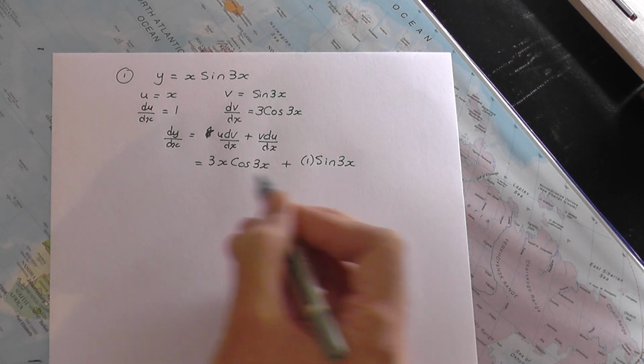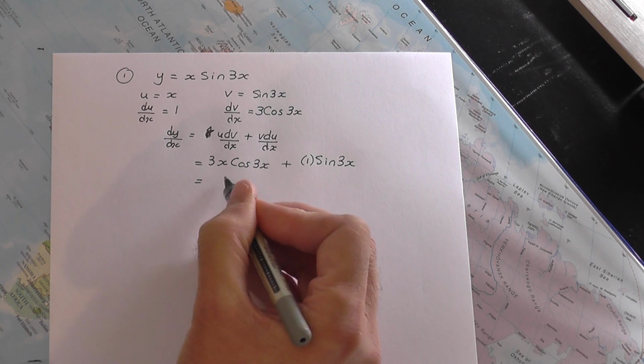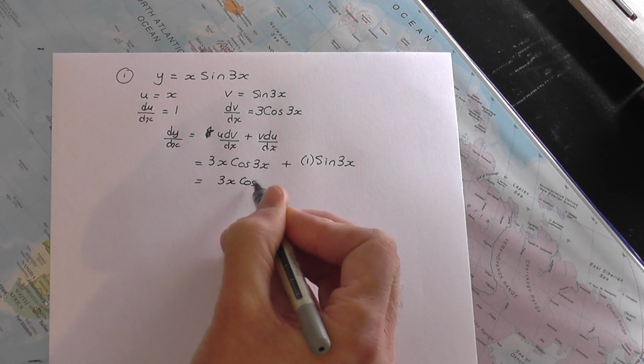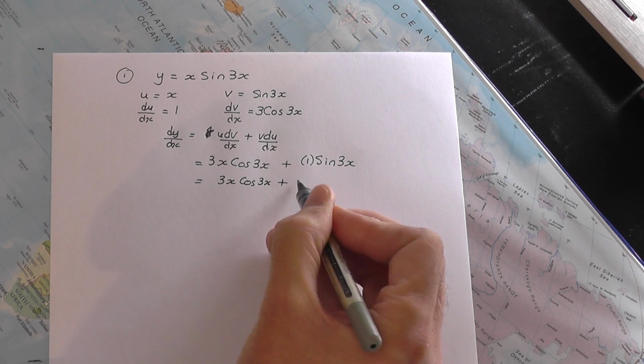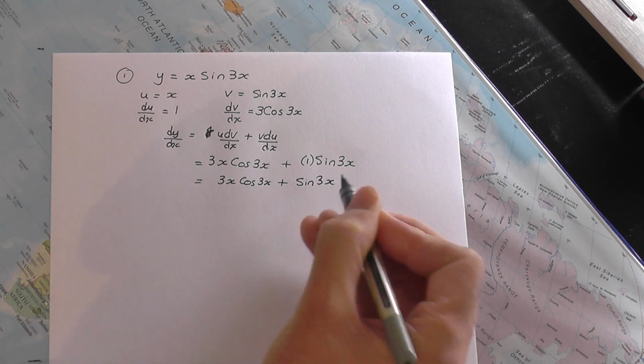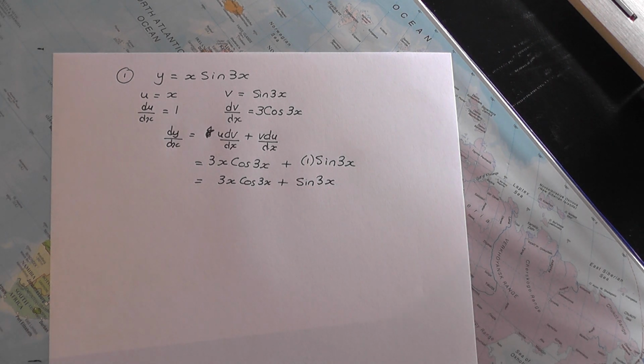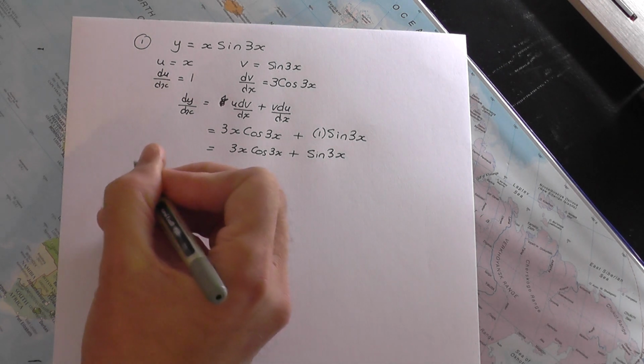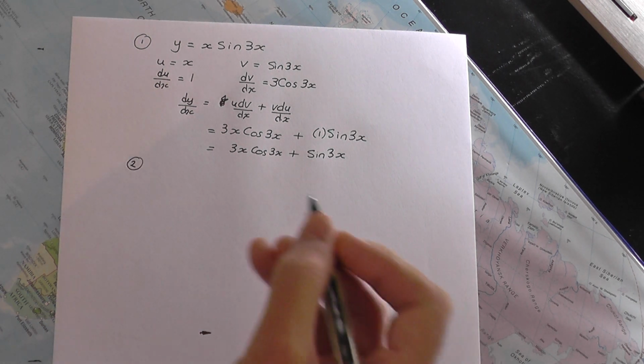And I think really that is the answer. Nothing will simplify here. You're just going to get 3x cos 3x plus 1 lot of sine 3x, which is just sine 3x. And that's it. Nothing simplifies. Simple. So even though it's a more advanced, full-blown A-level question, it's very straightforward. Right, another fairly simple one, number 2.